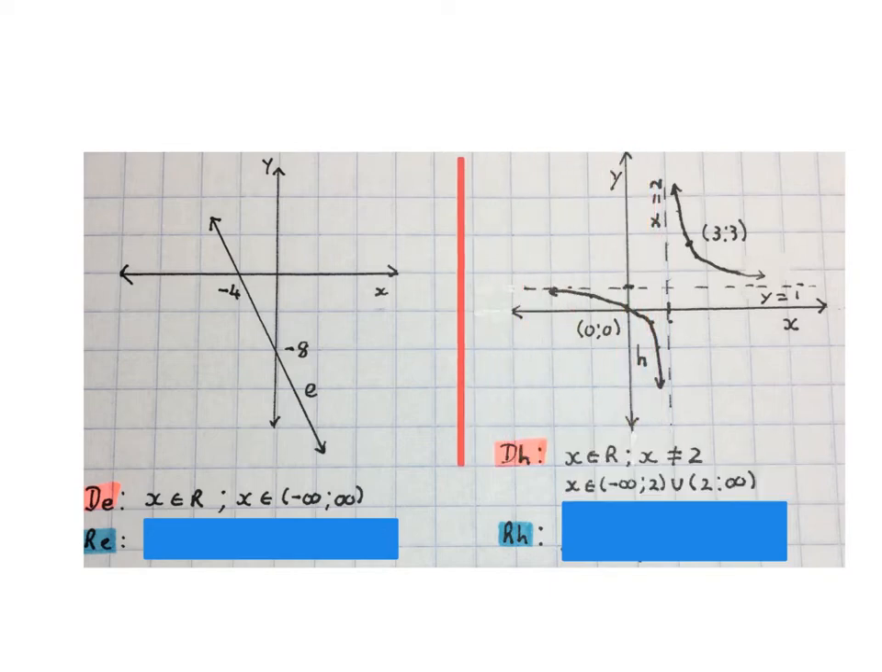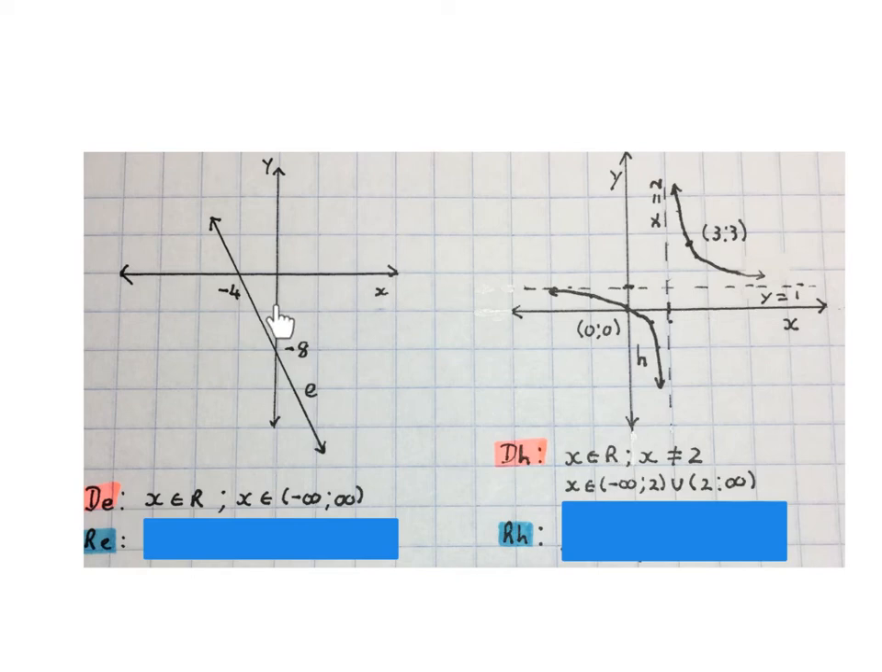The two ways of writing it is x is an element of real numbers, x is not allowed to be 2, or you can write it in interval notation like this: from minus infinity up to 2 excluding 2, or from 2 excluding 2 up to infinity. Please stop the video and decide which one is going to suit you best.